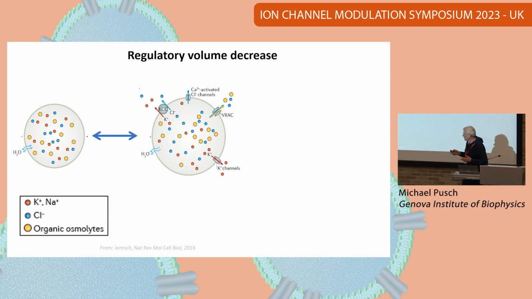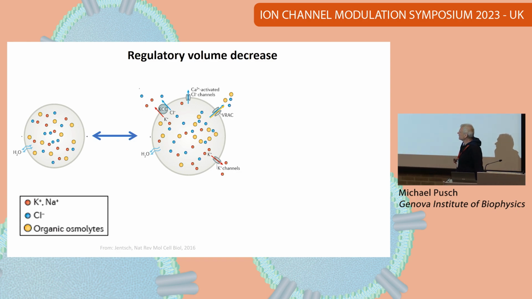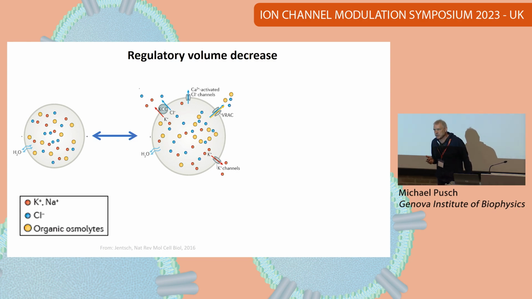So, for example, upon a hypotonic challenge, cells swell, and then there are various mechanisms, channels and transporters that lead to the loss of osmolytes from the cell, and then they can get back to the normal volume because water is then leaving passively. And one key player in this process is this channel here, the volume-regulated anion channel.